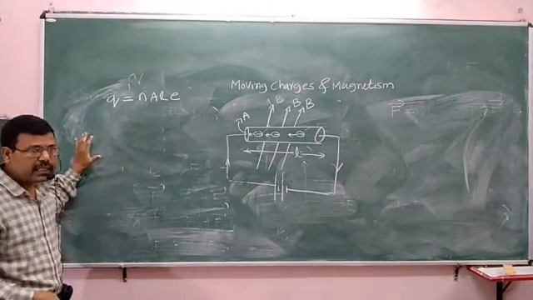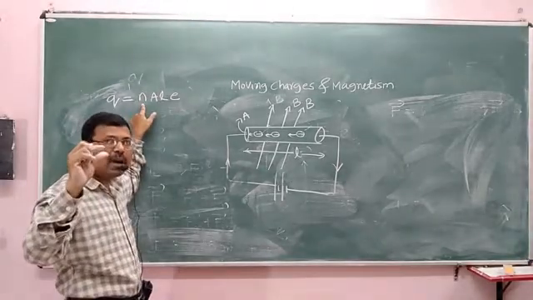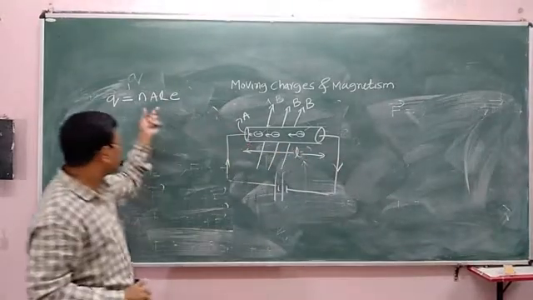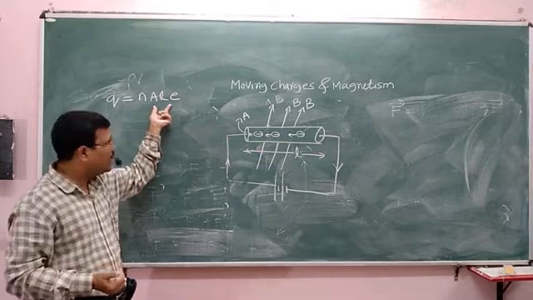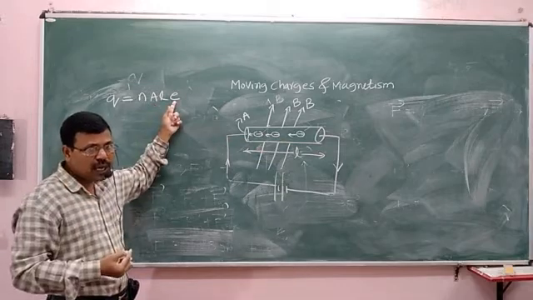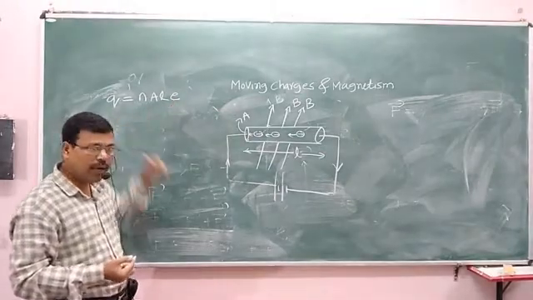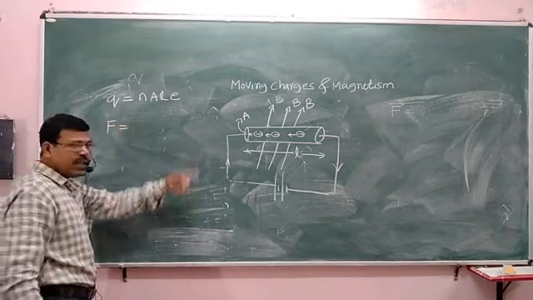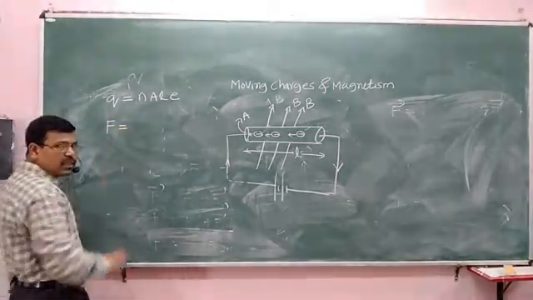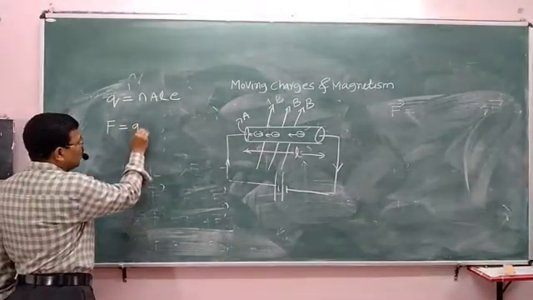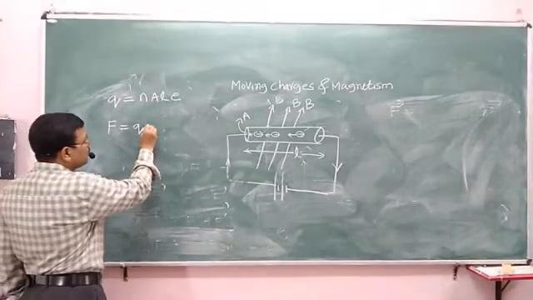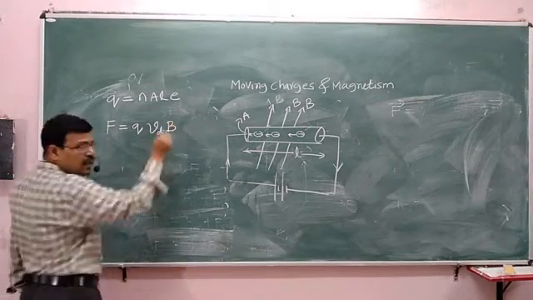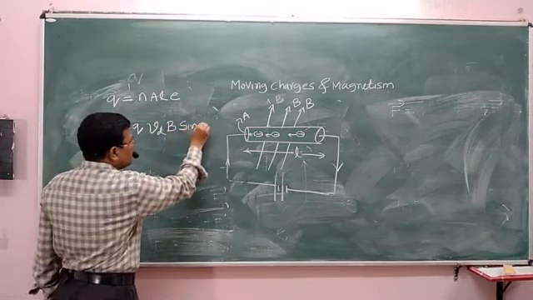N is number density, number of electrons in a unit volume. A is the cross-sectional area. L is the length. So AL gives the volume of the conductor, and e is the positive charge or the negative charge. Fine. So total force experienced by this current carrying conductor is equal to Q into Vd into B into sin theta.